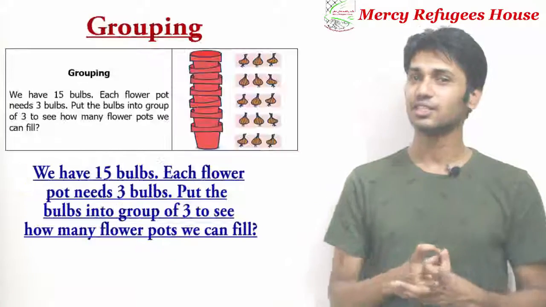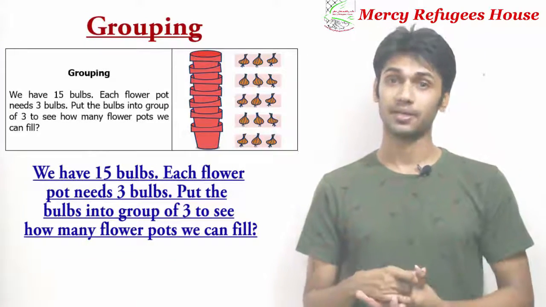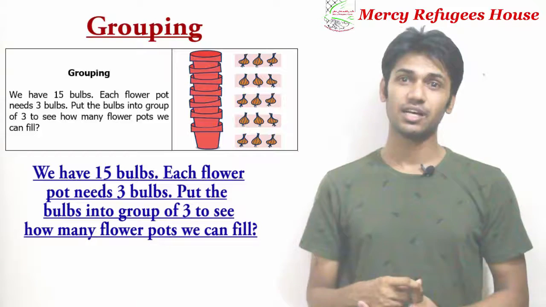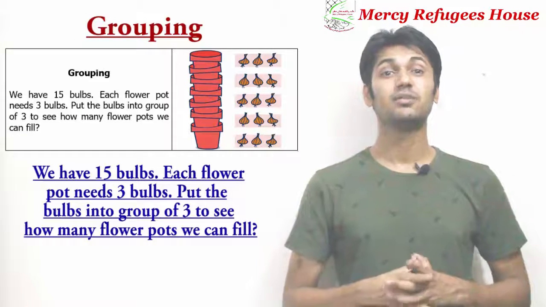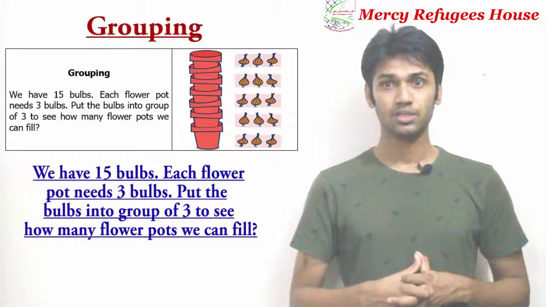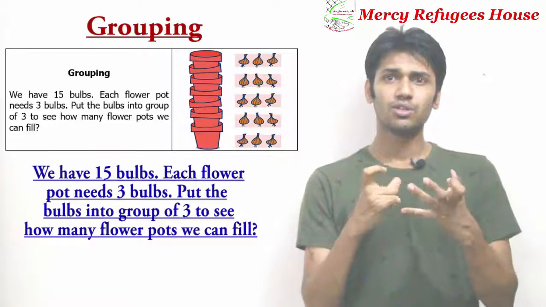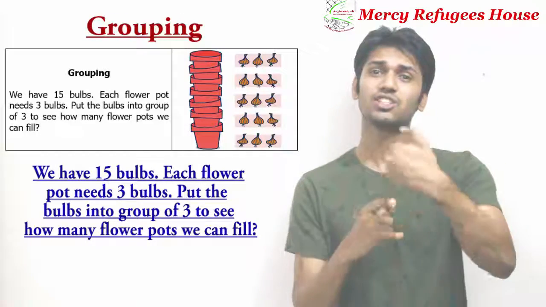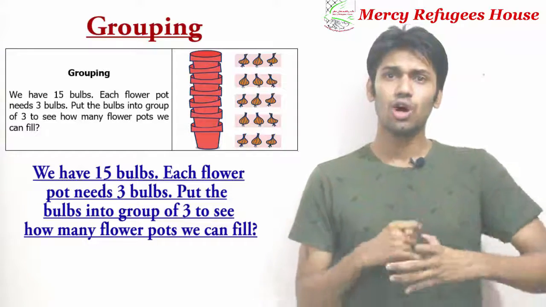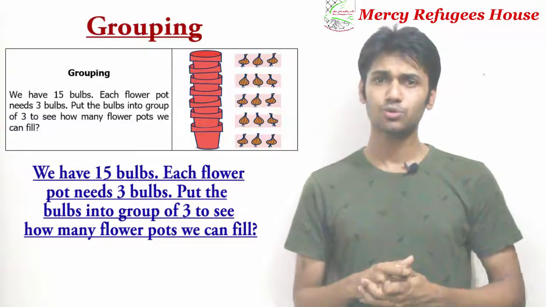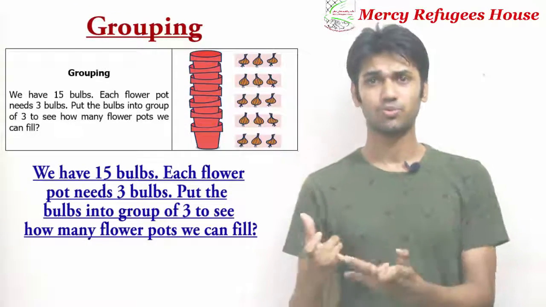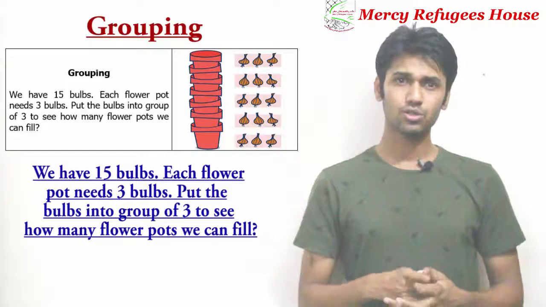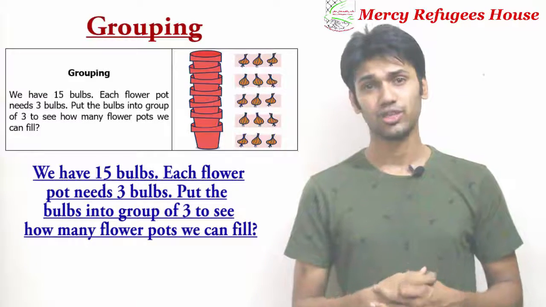Now another thing, it could be like grouping. For example, we have 15 bulbs, and we want to put 3 bulbs in each flower pot. We're going to put 3 bulbs in each pot. So how many pots are we going to fill?